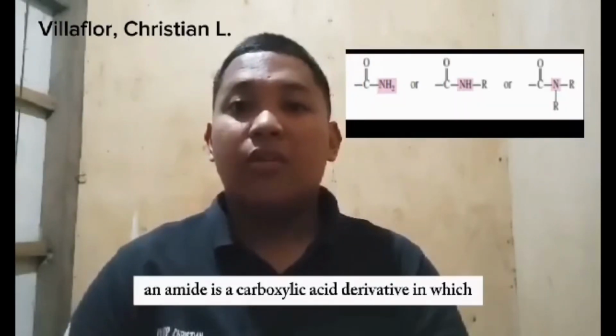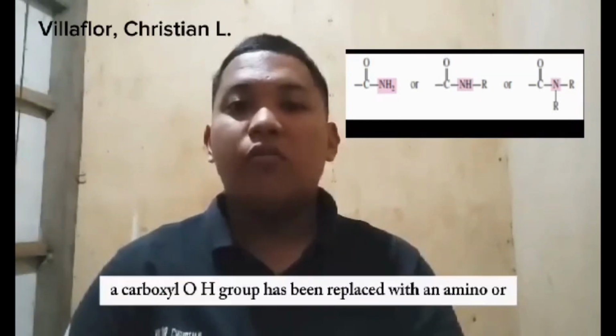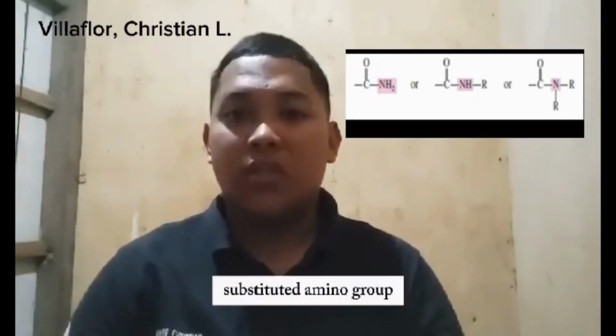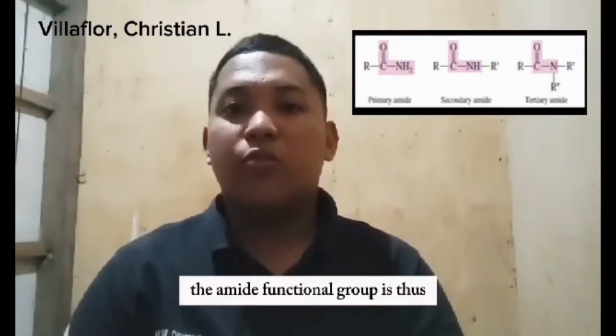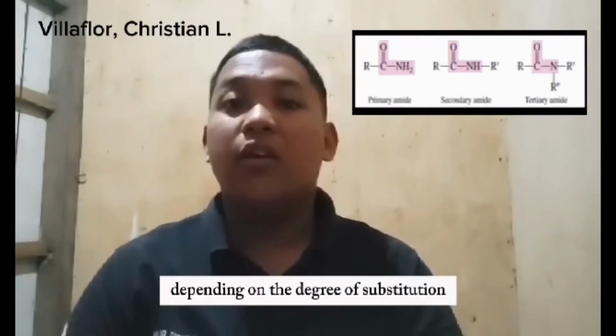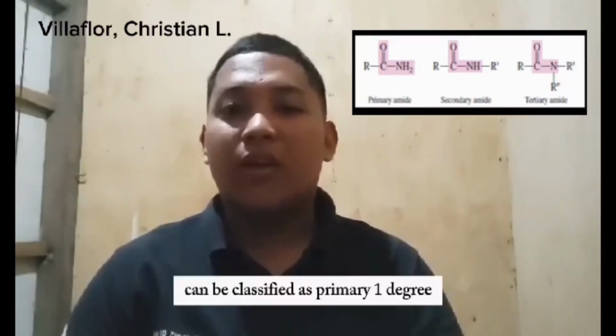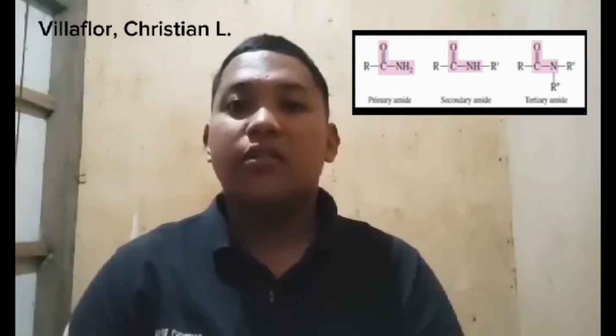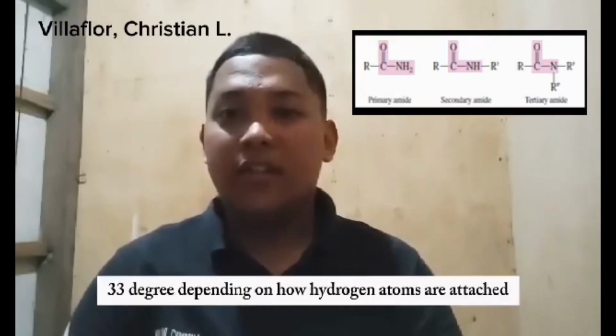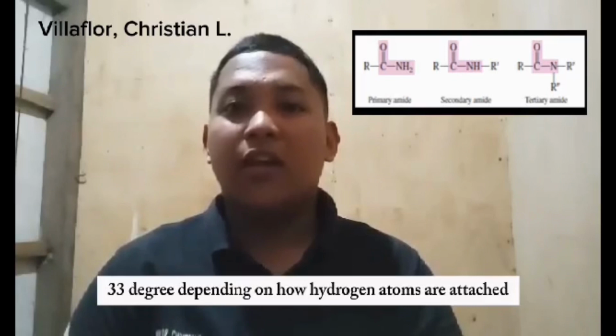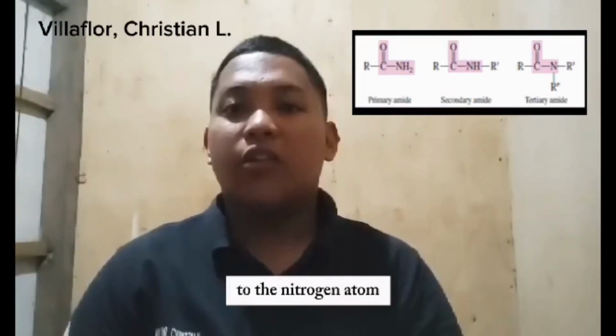So, structure and classification of amides. An amide is a carboxylic acid derivative in which the carboxyl OH group has been replaced with an amino or substituted amino group. The amide functional group is thus classified depending on the degree of substitution. Amides, like amines, can be classified as primary (1 degree), secondary (2 degree), or tertiary (3 degree), depending on how many hydrogen atoms are attached to the nitrogen atom.